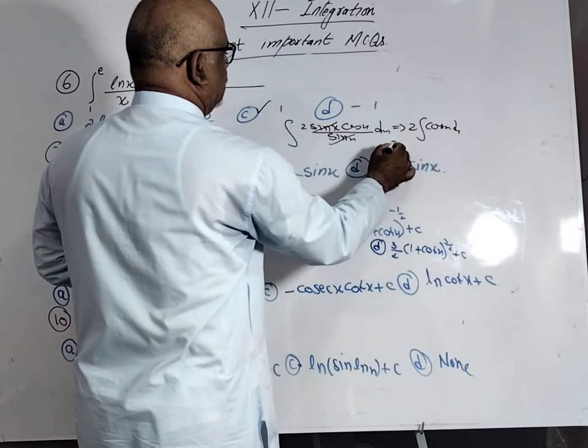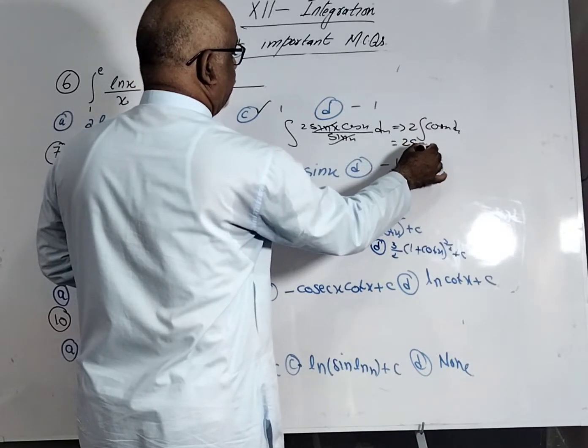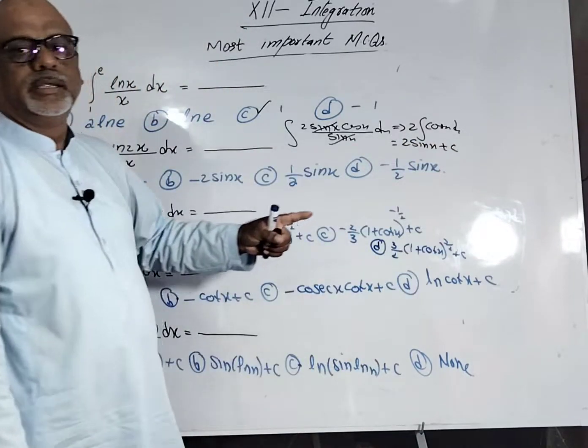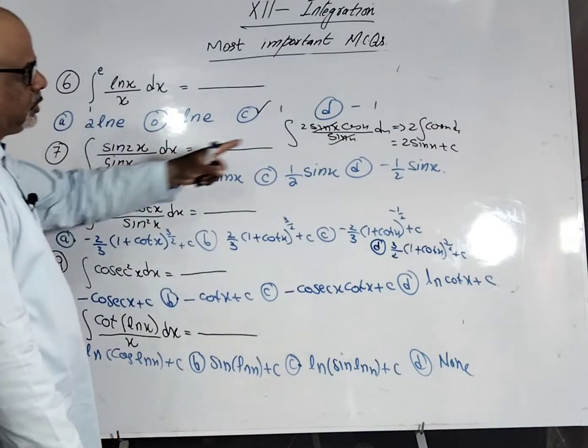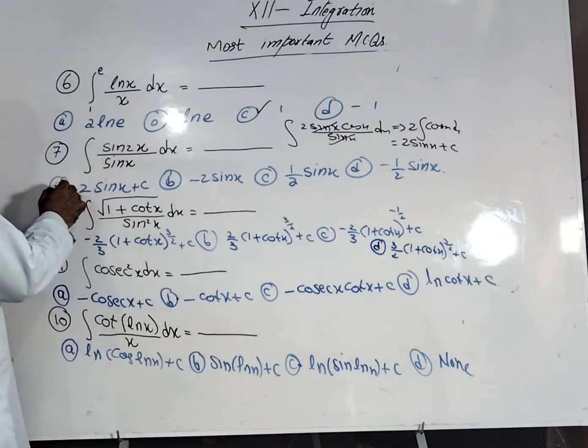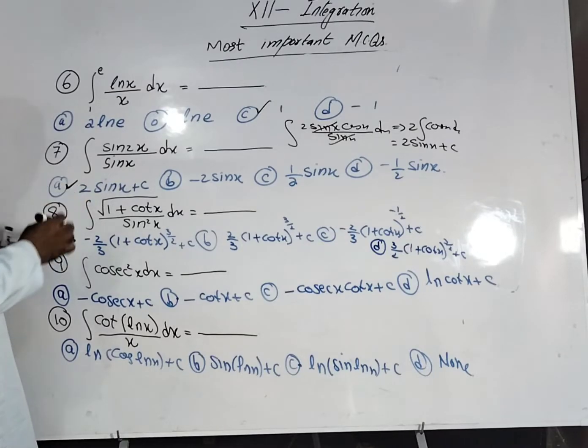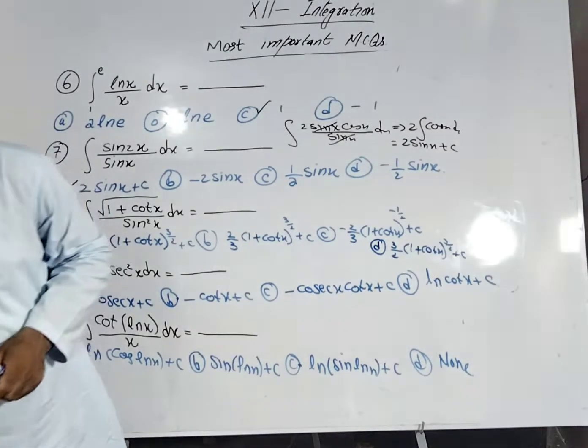and the integration of cos of x is sine of x. We have a formula here: the integration of cos x is sin x. So the correct option is 2 sin x plus c. That is, the A option is correct for the 7th MCQ here.